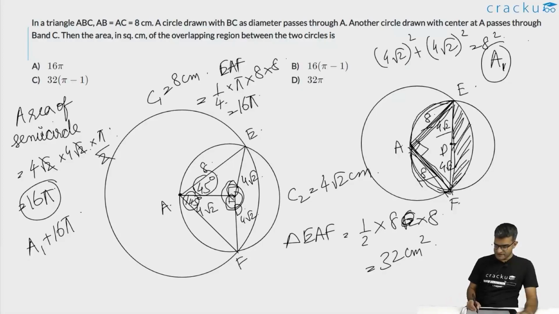So the area of this shaded region will be 16 pi minus 32. Add to that the area of the semicircle, that is another 16 pi. So the overall area of intersection will be 32 pi minus 32.